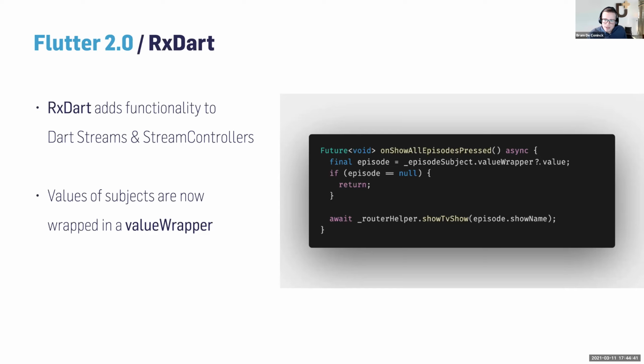But now something that we have to do is actually use the value wrapper. So the value is wrapped in a value wrapper, and we have to call that first. So that's why it currently looks like episodeSubject.valueWrapper. And then because it can be null, we have to use this null conditional operator before we can get its value.